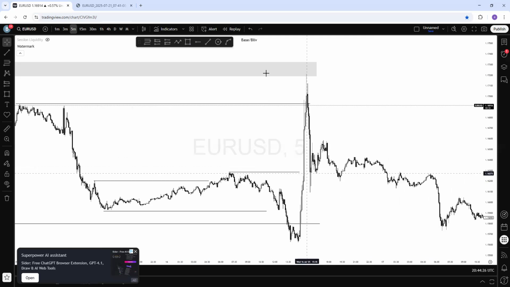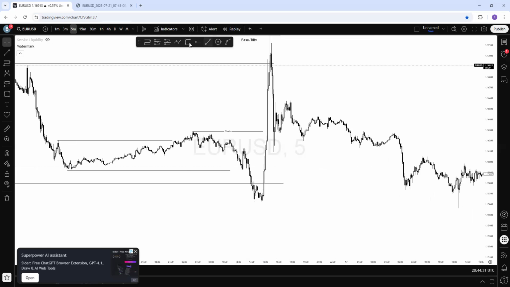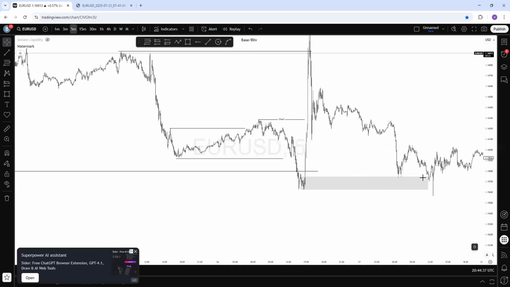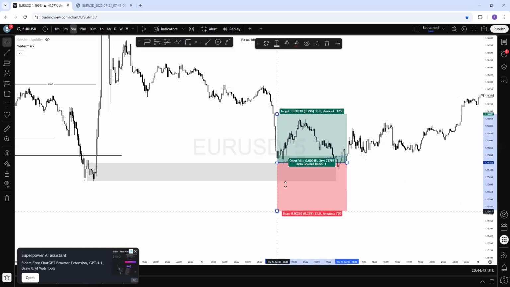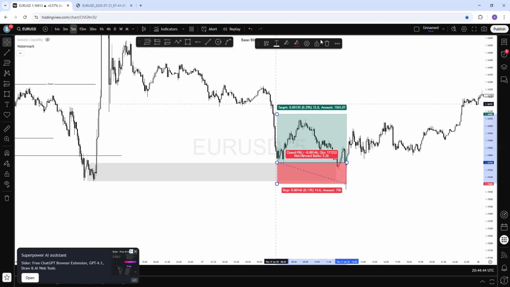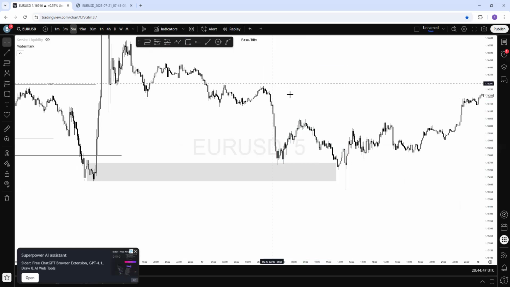Now, a lot of people will say this is their CHoCH, change of character, and then they will be planning to take a buy setup here. If I'm not mistaken. You see what the market did? Market reacted as if it wanted to buy, to trap them. You understand my point? Now market took them out and then broke these points.